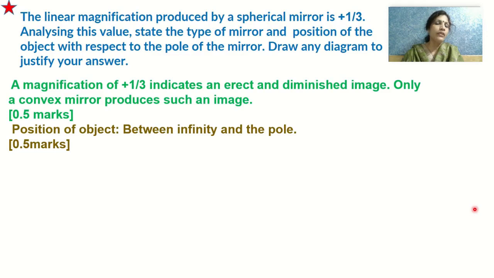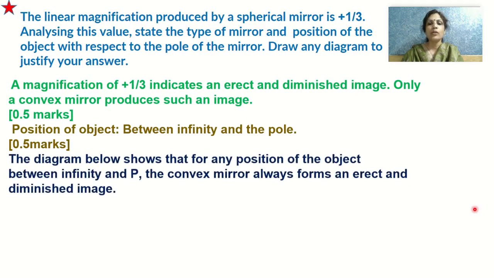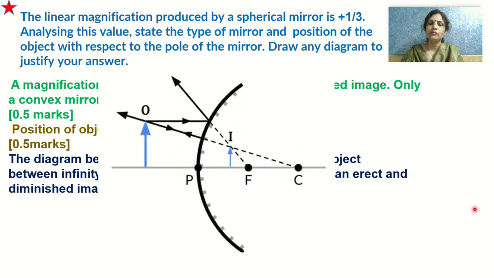And the diagram we have already drawn in the previous slide. So the diagram which I am going to show you, that is any position of the object between infinity and pole, and the image formed will be erect and diminished image. So have a look at the diagram. Look at this object between infinity and pole. Image is formed between pole and the focus. Image is diminished, erect, and it is smaller than the object. Alright, let's move to the next sum.